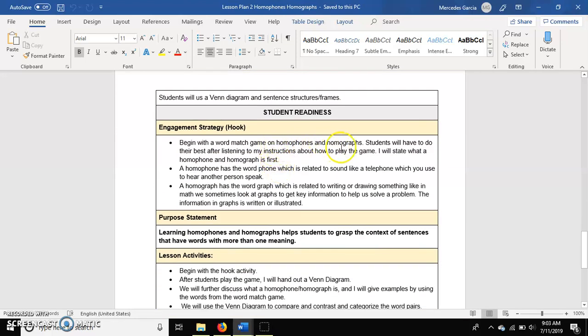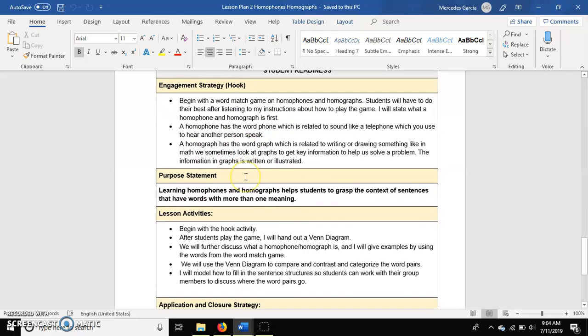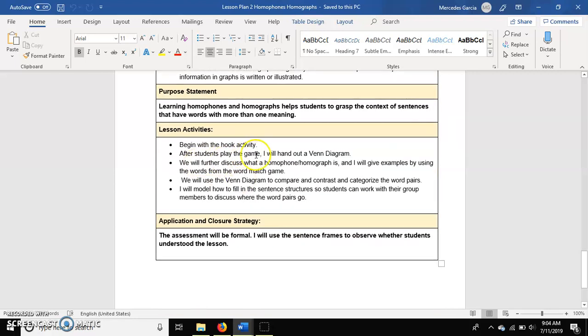We'll begin with a matching game, and I've uploaded that video already of this lesson. They will have to do their best after listening to my instructions about how to play the game. And I will tell them what a homophone is and what a homograph is. Then they'll play the game, we'll hand out the Venn diagram, we'll further discuss what a homograph and homophone is.